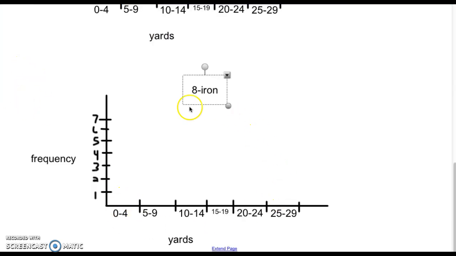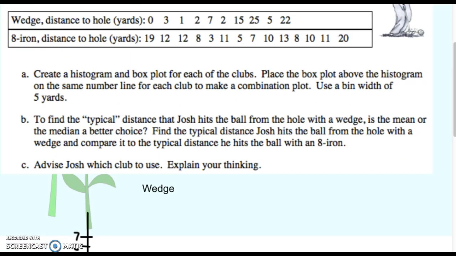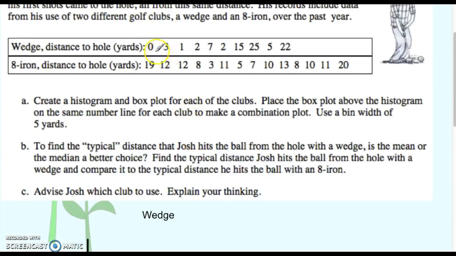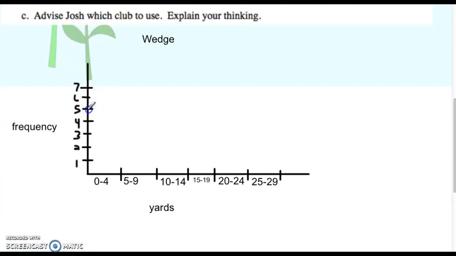Okay, hopefully you have another one drawn and you have 8 iron for your title on that one. Okay, now we're going to work on filling in the data. So let's do the histogram first for each of these. So what I need to find out is how many are in each bin. So for the wedge, I need to find out how many distances were between 0 and 4. So I'm going to look at my distances, and between 0 and 4 I have 1, 2, 3, 4, 5. So I'm going to go down and I'm going to draw 5. So I'm going to go up to frequency of 5 in my range of 0 to 4. Okay, so that's how I would draw my histogram for that part.